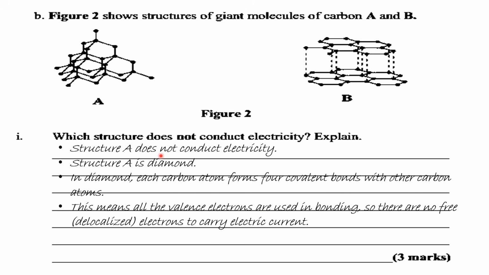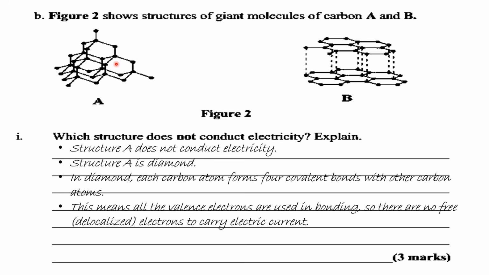So by saying that structure A will not conduct electricity, and by explaining that each carbon atom is fully bonded to 4 others, that's 1 mark for identifying, and another mark for explaining the bonding in diamond, and then lastly for saying why it will not conduct.